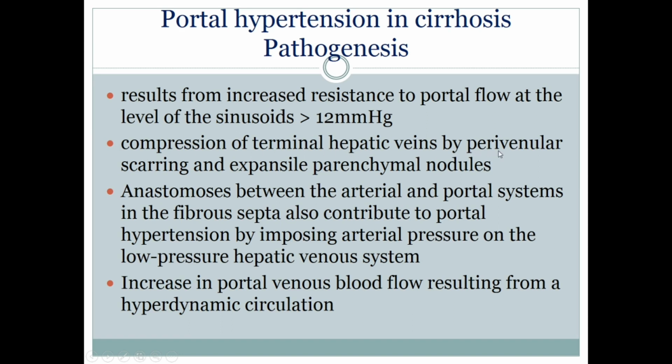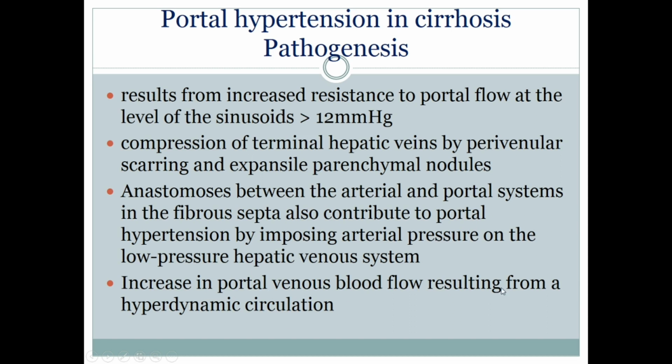Compression of terminal hepatic veins by perivenular scarring and expansile parenchymal nodules can be there. Like I said, basically the whole architecture is revamped. The vascular microarchitecture is totally blocked, and that is why the resistance is so high and the pressure will go up. Then anastomosis between the arterial and portal systems in the fibrous septa also contribute to portal hypertension by imposing the arterial pressure on the low pressure hepatic venous system. This is very, very important.